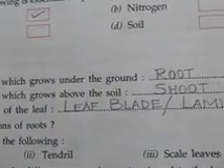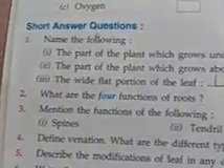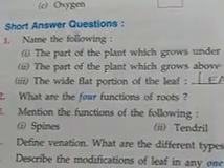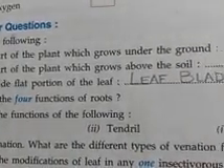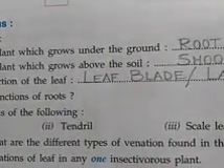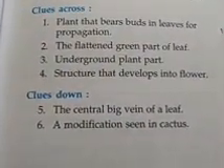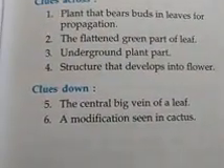Name the following. The part of the plant which grows under the ground. Root. The part of the plant which grows above the soil. Shoot. The wide flat portion of leaf. Answer is leaf blade or lamina. Now come to the puzzle. This you will come to as answer as name the following.